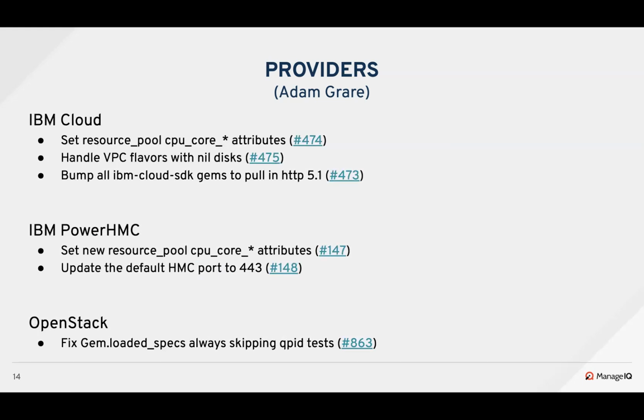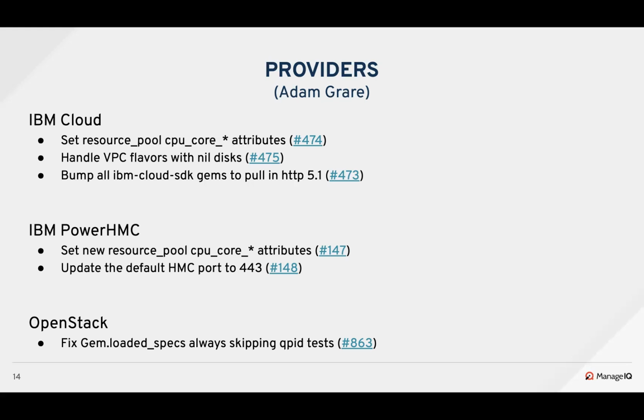For IBM Cloud, Jay updated the refresher to set the CPU core attributes for resource pools. These are new columns that were added to the schema recently, and they represent a float value for the number of CPU cores that the resource pool has in total. IBM Cloud and HMC both have this, and so he's setting these new properties. He also fixed a bug with some new flavors on VPC, which have nil disks, and we were not handling that properly. This was causing the refresh to fail, so he fixed that up.